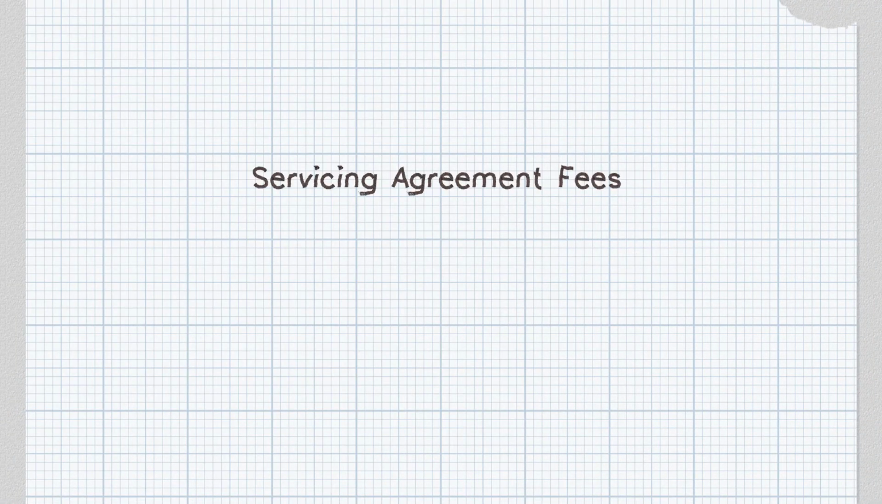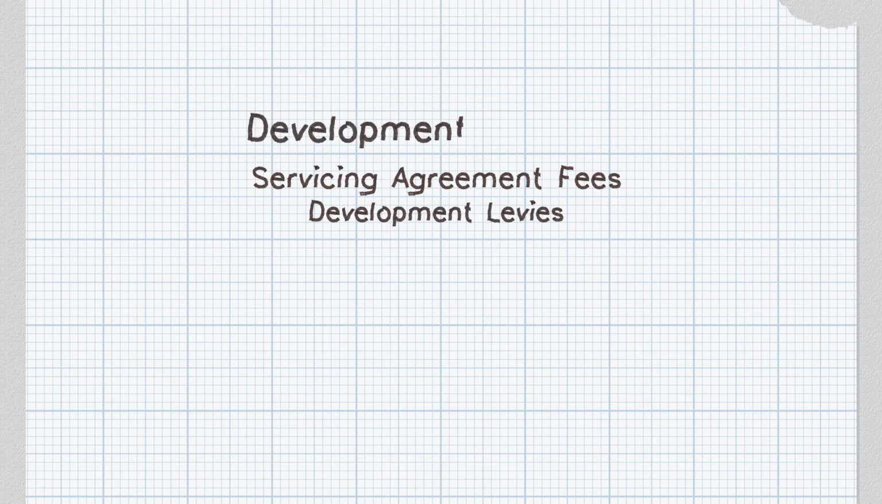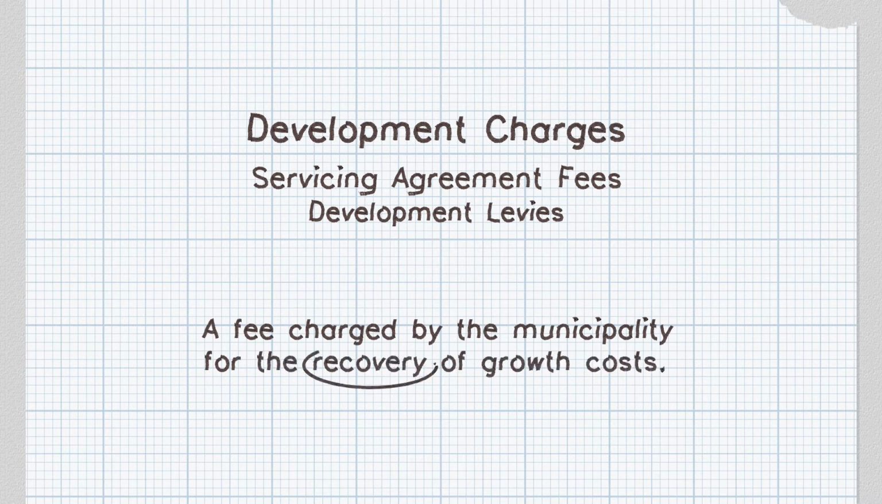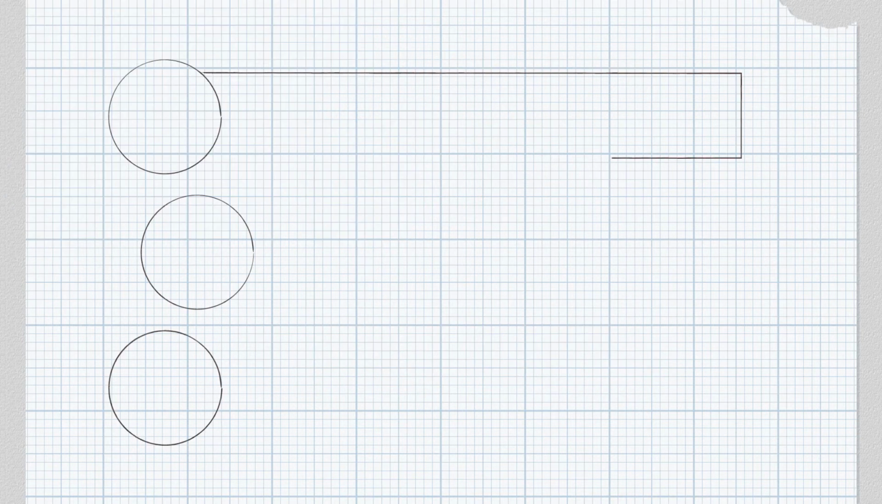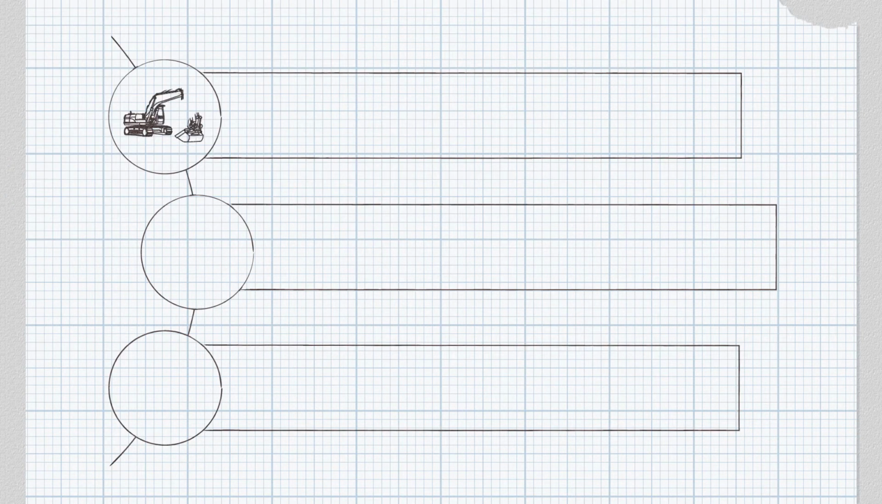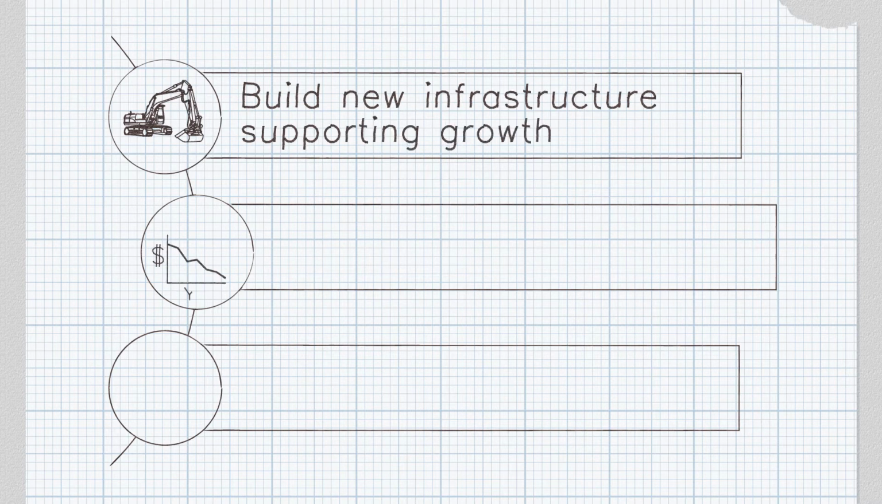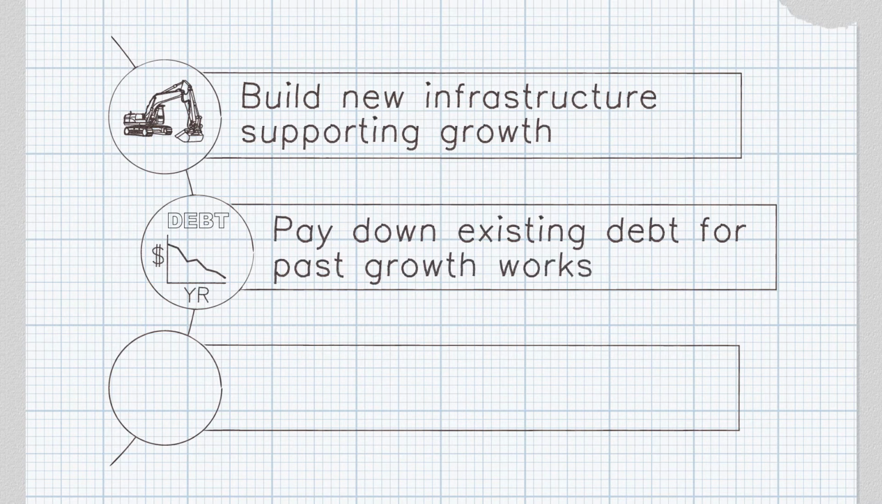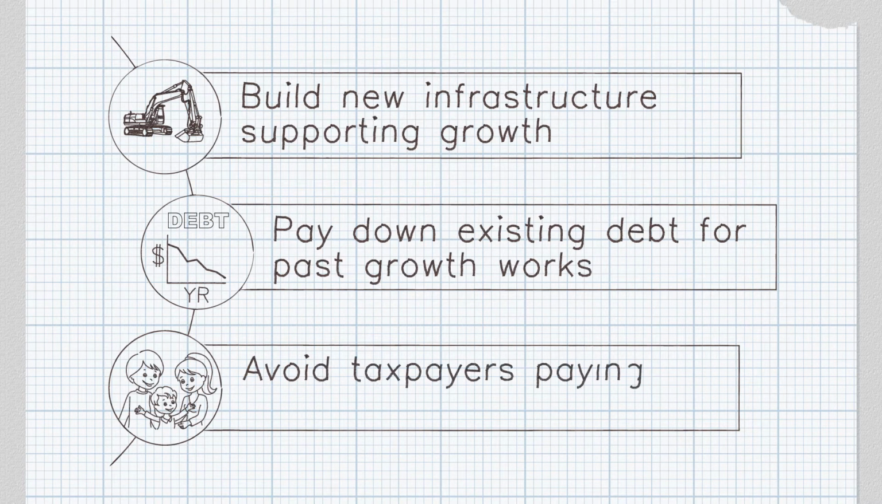So, servicing agreement fees can be a very complicated topic. Servicing agreement fees and development levies are both types of development charges. They're defined as a fee charged by the municipality for the recovery of growth costs. Growth costs are recovered to build infrastructure supporting growth, to pay down existing debt for past growth works, and to avoid taxpayers paying for costs that serve growth.